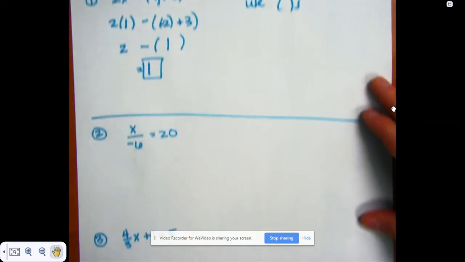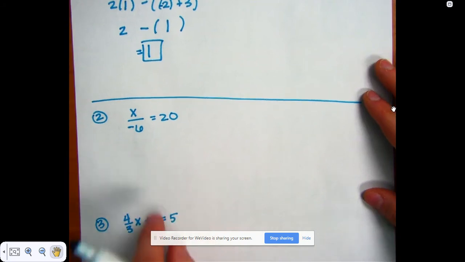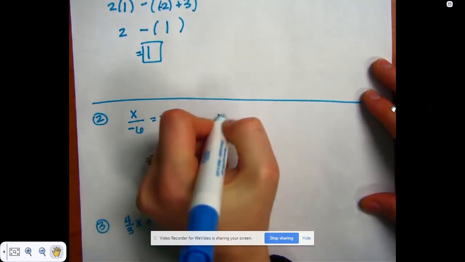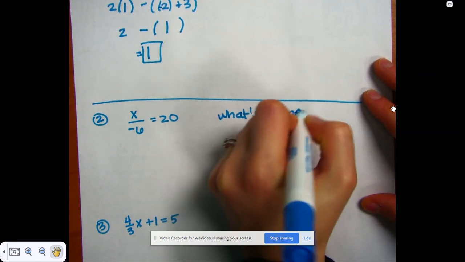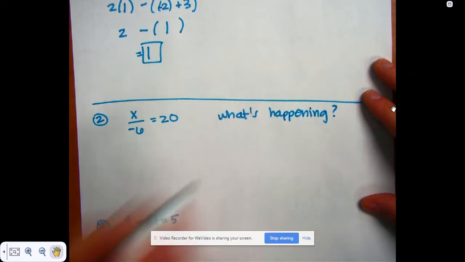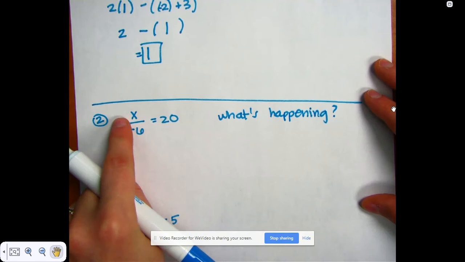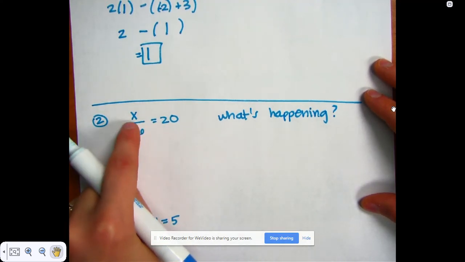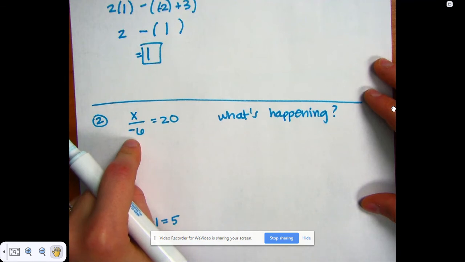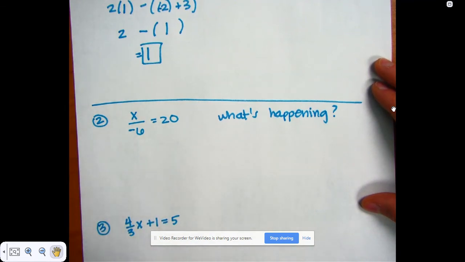All right, solving equations. On this second one, look at what's happening. That's your first question to ask yourself, okay? Write this on your card. What's happening? So to the x, what's happening? I'm dividing. That fraction bar means division. I'm dividing by negative 6. So I need to undo that. I need to get that away from the x.